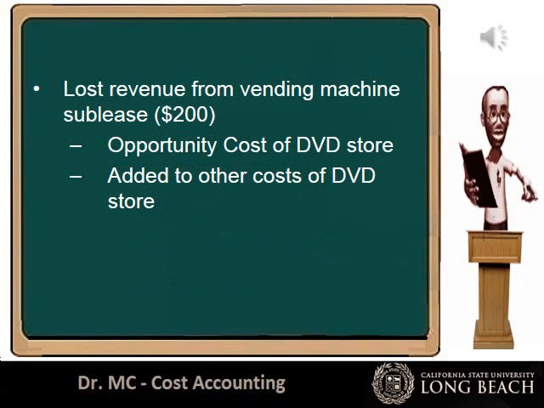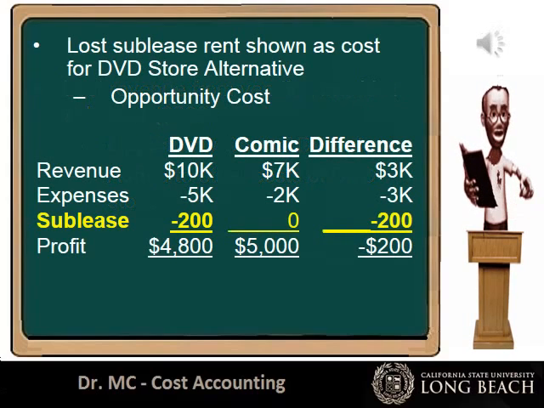The lost revenue from the vending machines is considered to be an opportunity cost for the DVD store alternative, and it is listed with all of the other costs of the DVD store. As you can see in this chart, the $200 lost vending machine rent is listed as an opportunity cost for the DVD store alternative, and it makes the comic book store alternative $200 more profitable than the DVD store alternative.